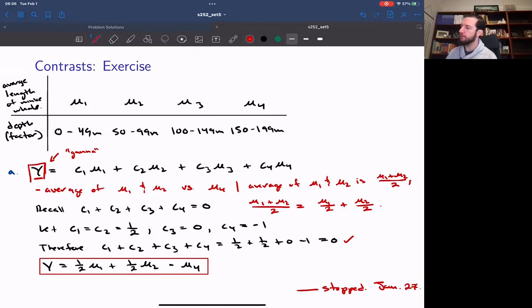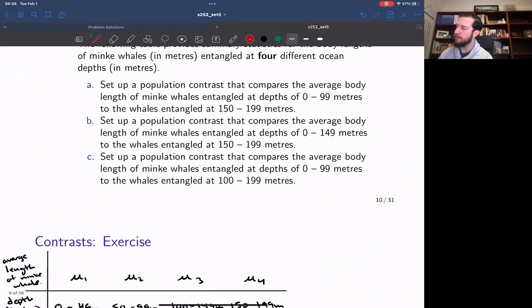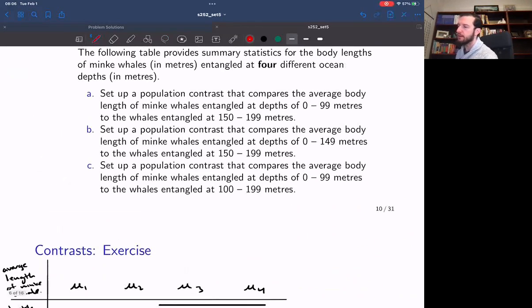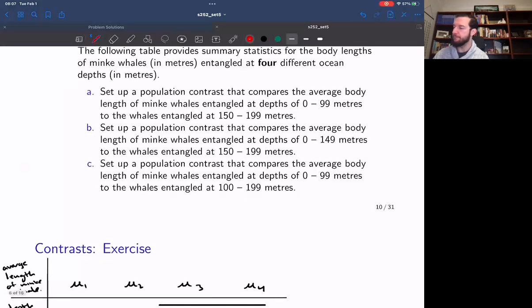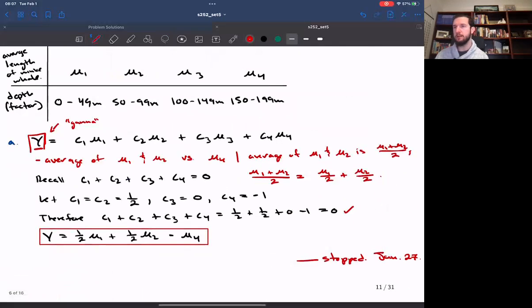All right, in the first illustration that we finished last class, we had set up a contrast that compares the average body length of minke whales entangled at depths of 0 to 99 meters to the whales entangled at 150 to 199. Okay, so we have 4 means. Each mean is designating a 50-meter spread or a 50-meter range of depths.